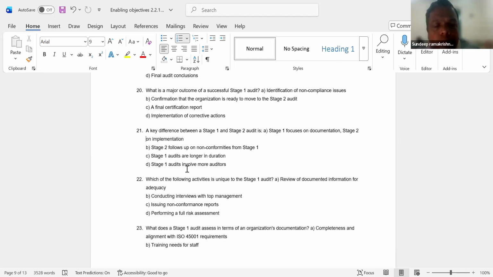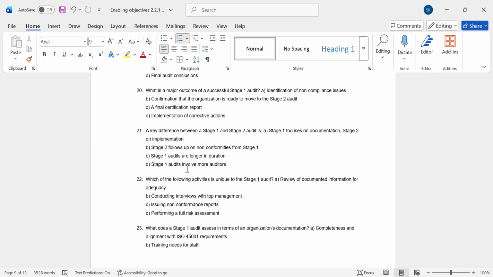Correct. Question number 21. A key difference between a stage 1 and stage 2 audit is: A. Stage 1 focuses on documentation, stage 2 on implementation. B. Stage 2 follow-ups upon non-conformities from stage 1. C. Stage 1 audits are longer in duration. D. Stage 1 audits involve more auditors. It's A, sir. Yeah, A, sir.